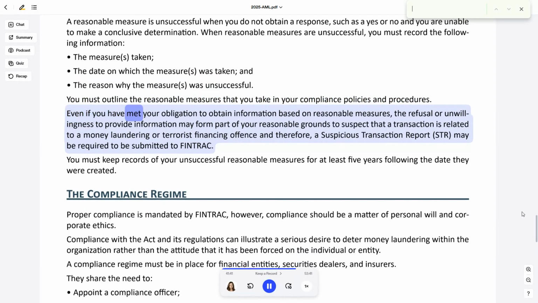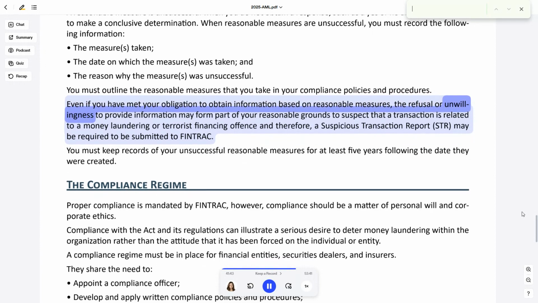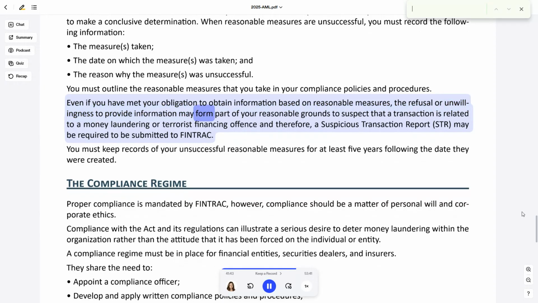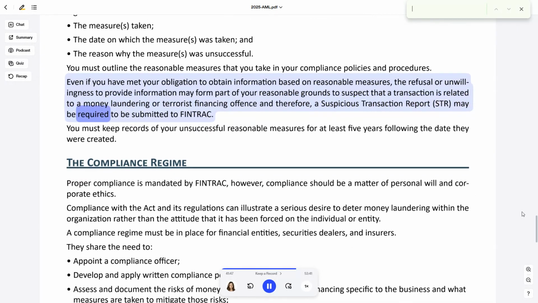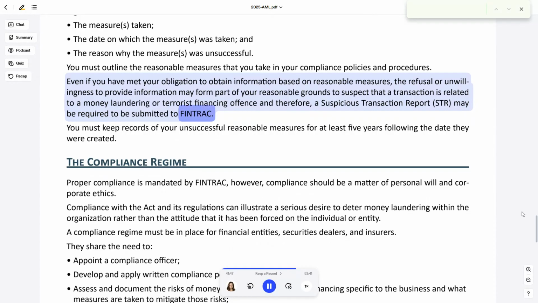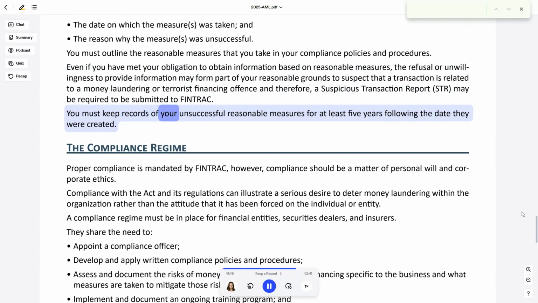Even if you have met your obligation to obtain information based on reasonable measures, the refusal or unwillingness to provide information may form part of your reasonable grounds to suspect that a transaction is related to a money laundering or terrorist financing offense, and therefore, a suspicious transaction report (STR) may be required to be submitted to FinTrack. You must keep records of your unsuccessful reasonable measures for at least 5 years following the date they were created.